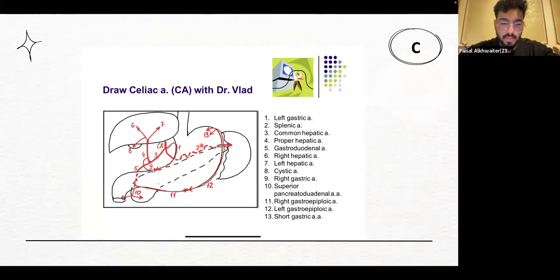the answer is splenic. As you can see, this is Dr. Vlad's drawing, and it's honestly one of the best paintings I've ever seen. Masha'Allah.